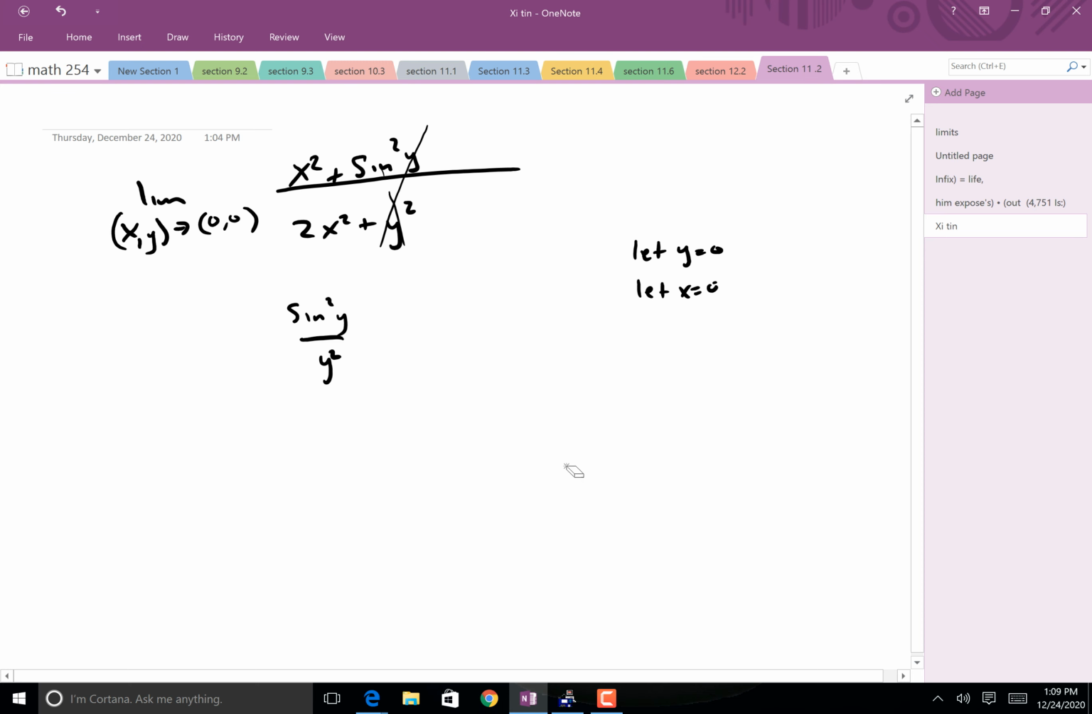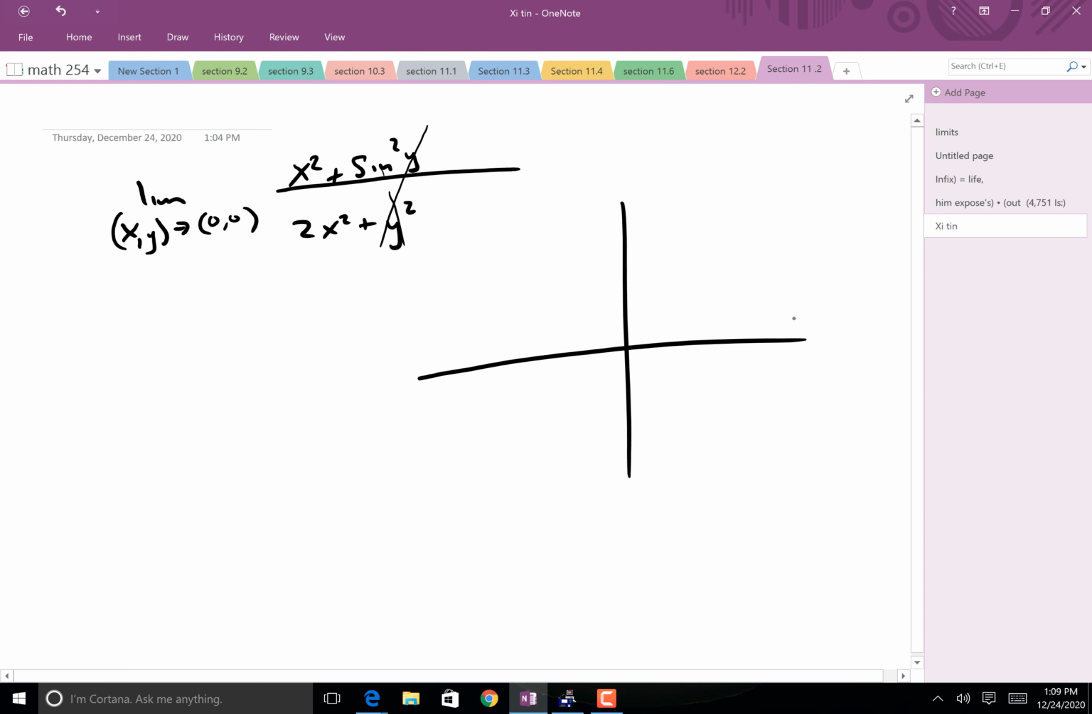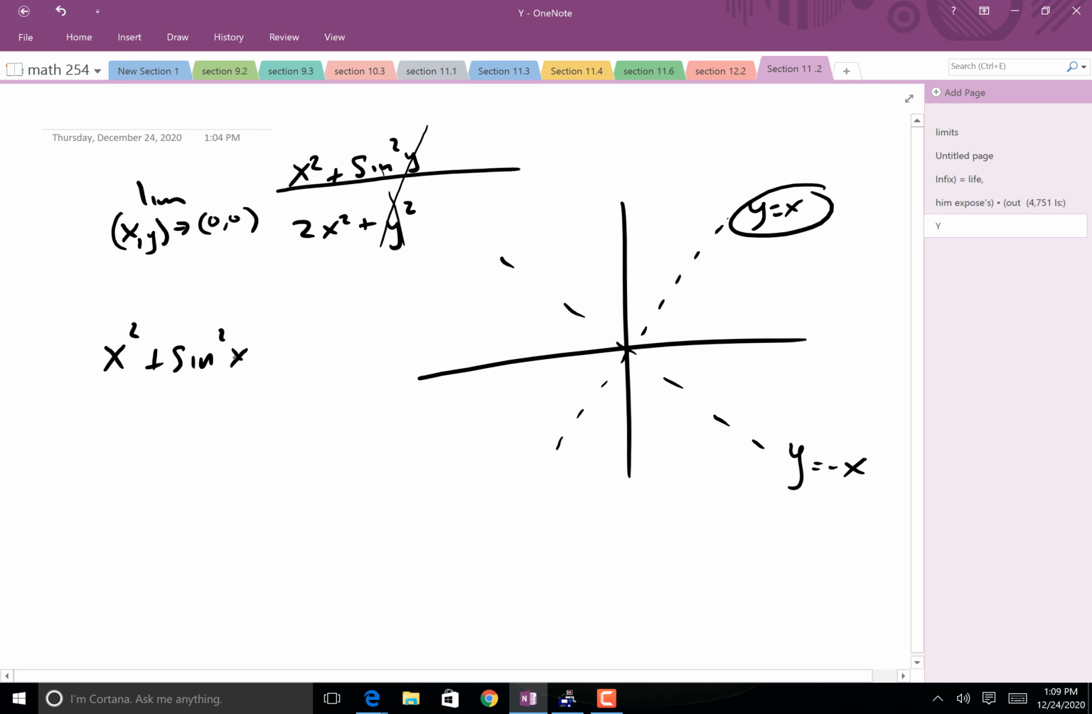You could say, there's no reason we have to come down the 2 axes. What if we approached it along the line y equals x, and along the line y equals negative x? Then what would happen? It's a great question. Let's let y equal x. So it's going to be x squared plus sine squared x, divided by 3x squared in the bottom there. What's that going to do for us?